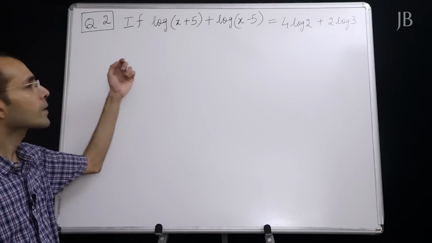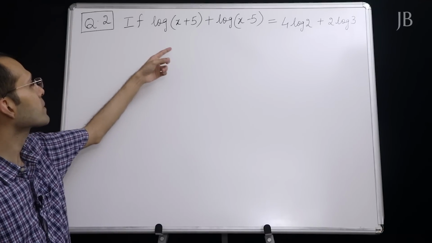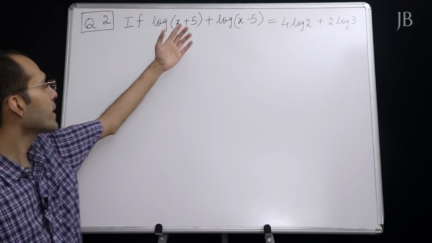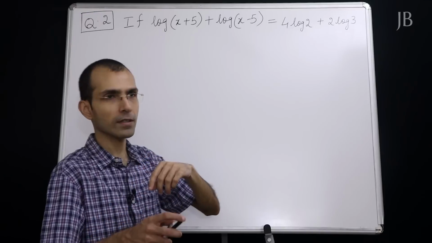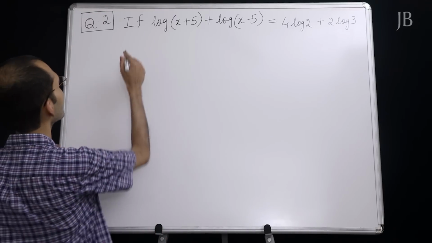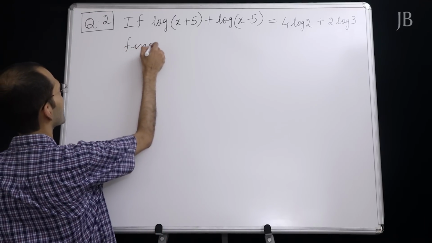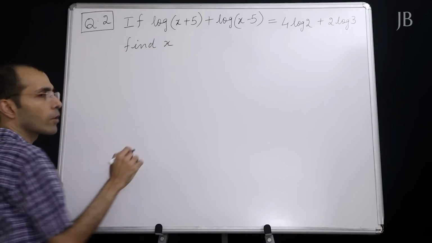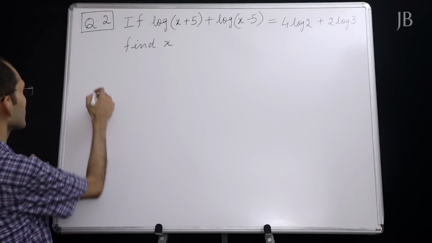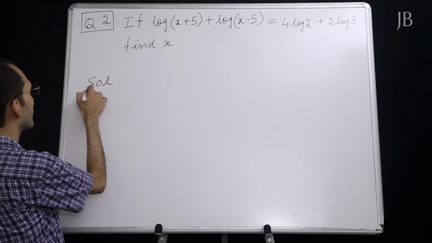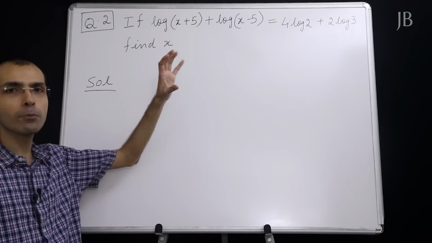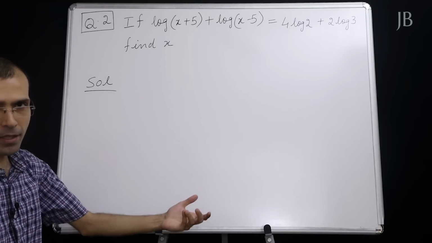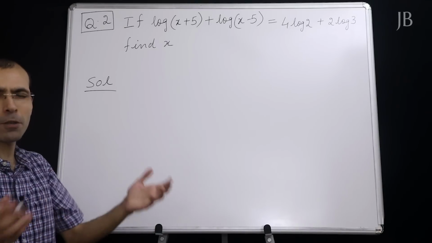Question 2. If log of x plus 5 plus log of x minus 5 equals 4 log 2 plus 2 log 3, find x. Okay, these are simple logarithmic equations. So how do we tackle them? See, here nothing has to be proved. Certain things are given equal and you have to find out x. Just like you have normal equations.